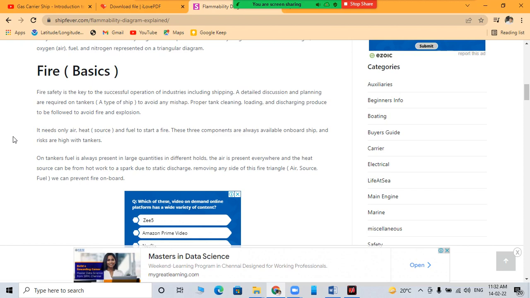If we remove any of them, we can stop the fire. But just imagine that in the cargo, we cannot remove the fuel, we cannot remove the cargo itself, but we can remove either the air or the source. How can we remove the source of ignition? We can minimize the hot work near that. We can protect against any ignition or anything which can create a fire.